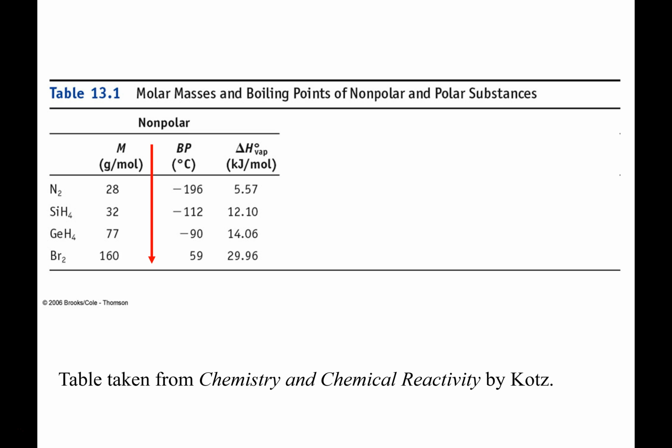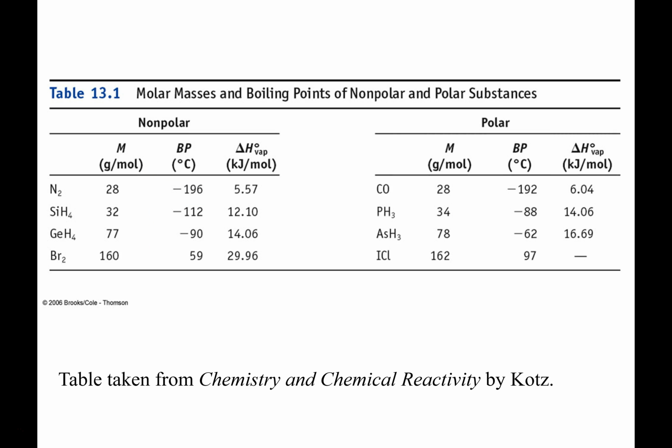So those are nonpolar, and these are polar. Again, they are organized by increasing molecular weight. And notice we have, and this won't always be the case, a nice cool trend in, no pun intended, increasing boiling point temperatures and increasing heat of vaporization. For the ICl, I'm not sure why there's no heat of vaporization. I ran out of time, but otherwise I'd be like, what is that one? Makes me wonder.